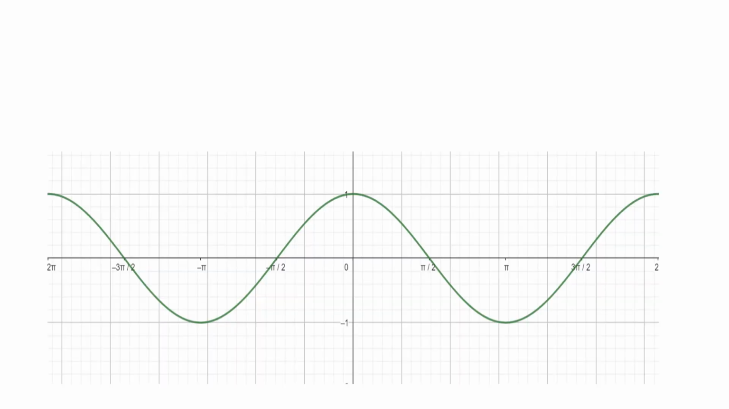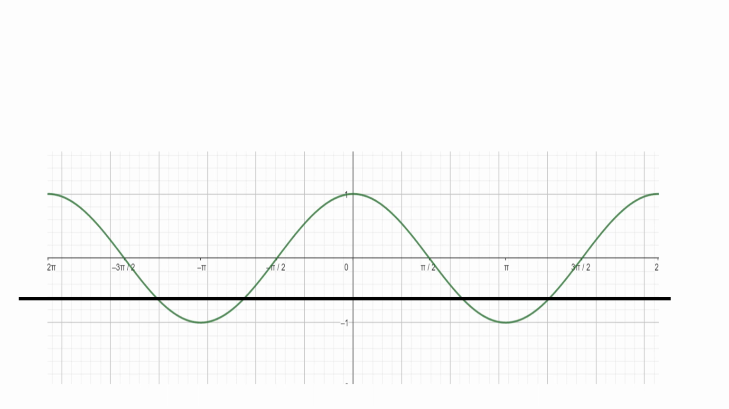All right, so now we're going to examine the cosine curve. So let's start off by having a cosine curve. So on the x-axis, we're going to label it as x, and then on the y-axis is y. And we're going to solve for cosine x equals negative 0.5.